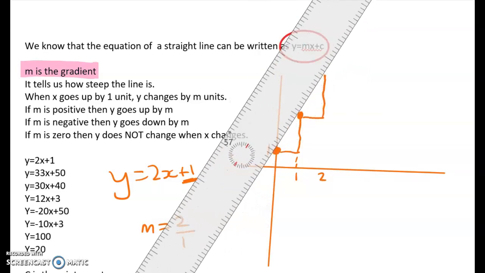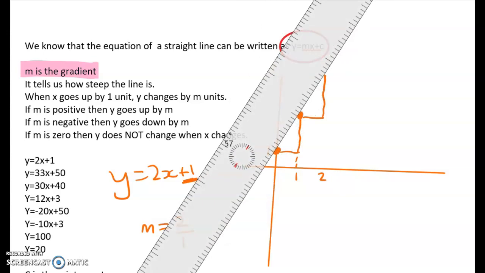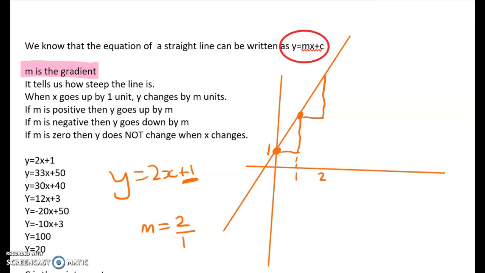And then we can join those dots up. Now, it's a really bad idea to do that without a ruler, but that's what it looks like. So that's the graph of y equals 2x plus 1.